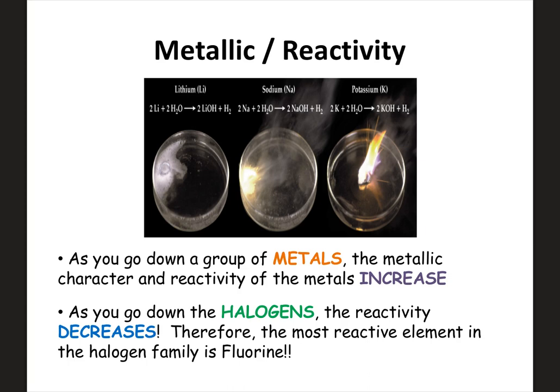But then this is reversed for the halogens, for the nonmetals. When we talk about this in terms of nonmetals, we only really look at the halogens, so fluorine on down. They're reversed. As you go down the halogens, the reactivity decreases. Fluorine is the most reactive halogen, and as you go down to iodine, that would be the least reactive halogen. This is just something you need to study and know. As you go down the metals, they get more reactive, but it's reversed for the nonmetals, for the halogens. As you go down, they decrease in reactivity.